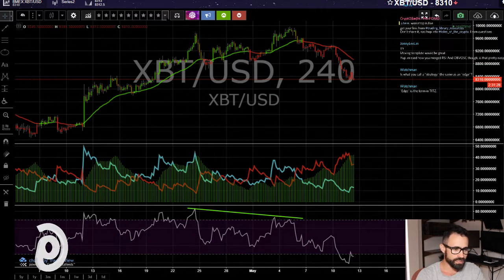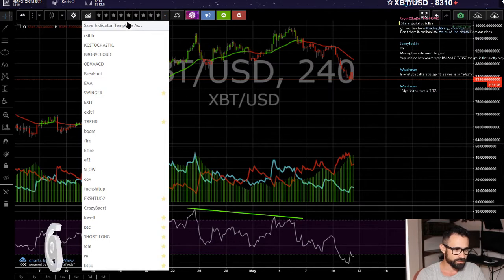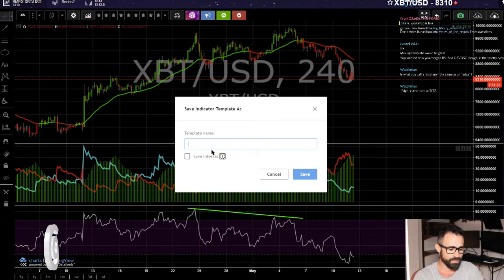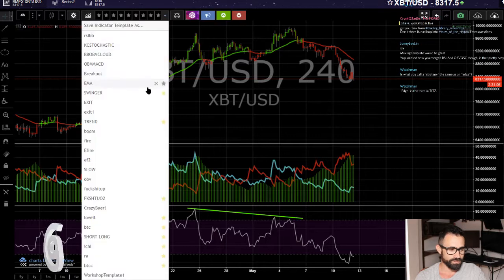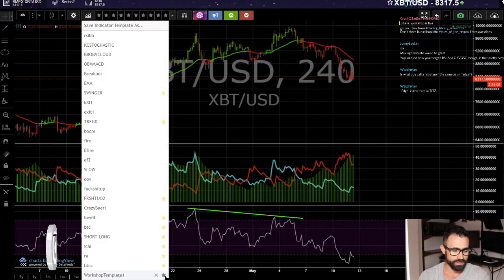So let's go ahead and save this template. I don't know if you guys are following me, so we can say save indicator template as, and I'm going to call it workshop template 1. If you want to save the time interval to 4 hour, we just click on that, click save, and we can drop down to that list, workshop template 1, and put a star next to it.